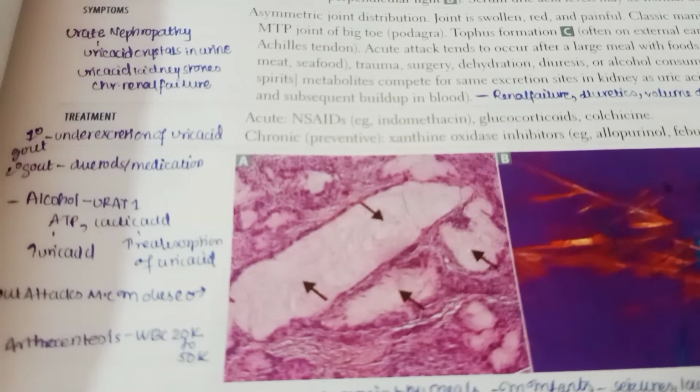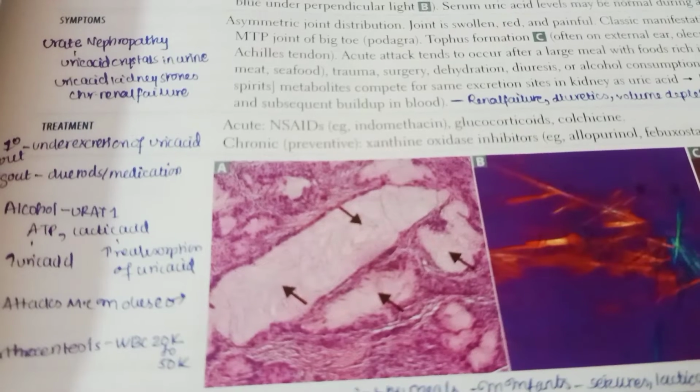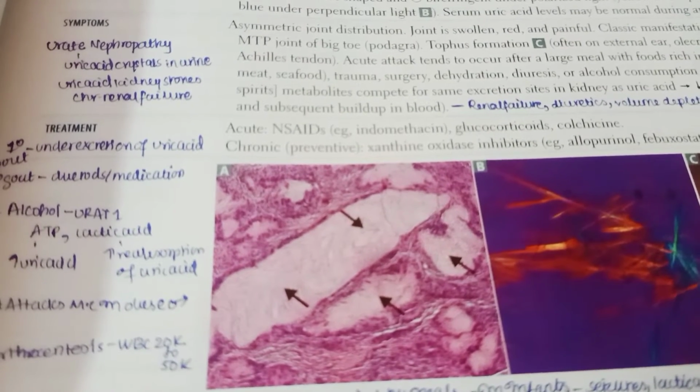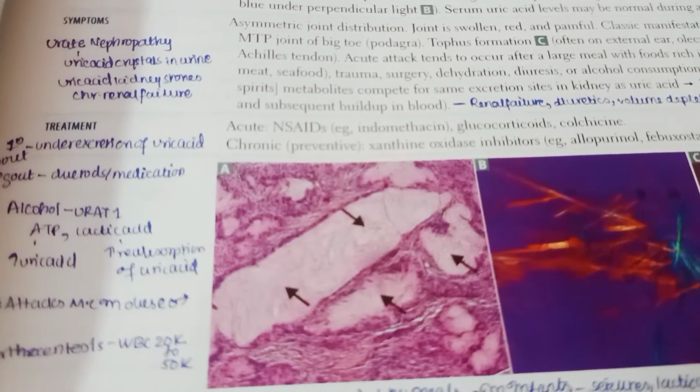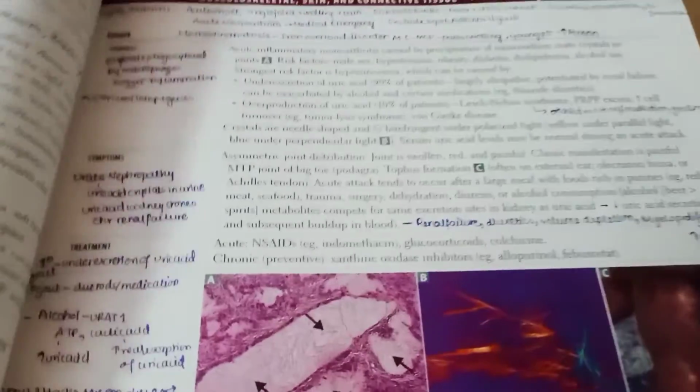There may be two reasons for this. One is under-excretion of uric acid, where uric acid is not getting out. 90% of the patients have this problem only. That is largely idiopathic, and it is potentiated by renal failure. The other cause of gout may be uric acid overproduction.